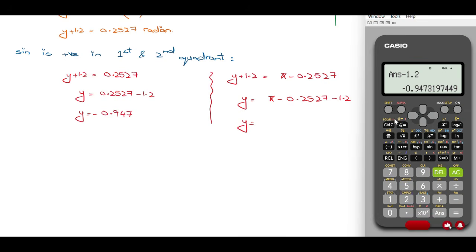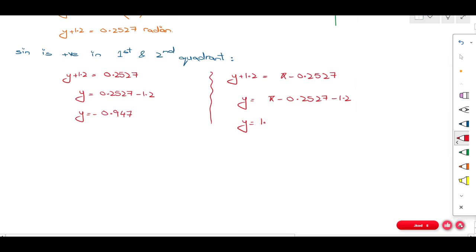Okay, let me solve this. Pi, take away 0.2527 and take away 1.2. That is 1.688, 1.689 when I round it. So these are the two values for y. Okay, now we have to write down the general solutions as well.